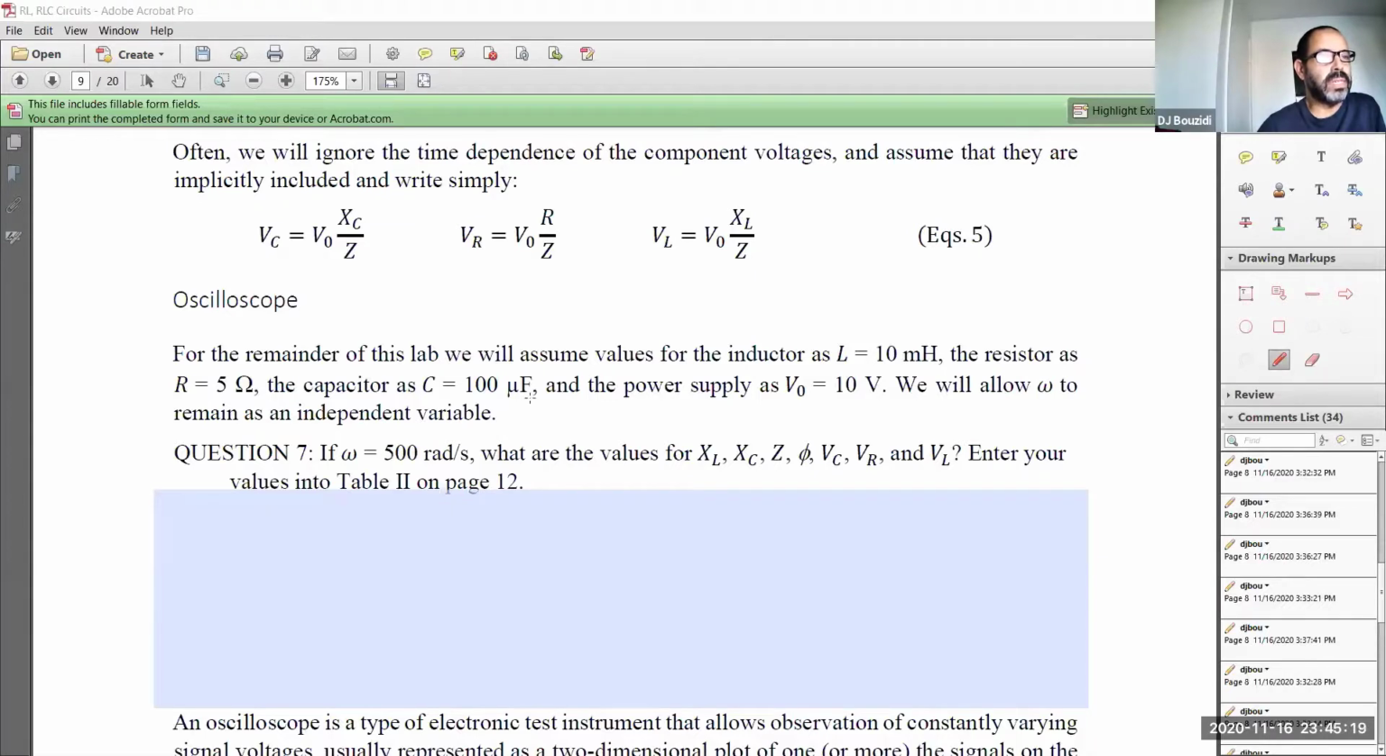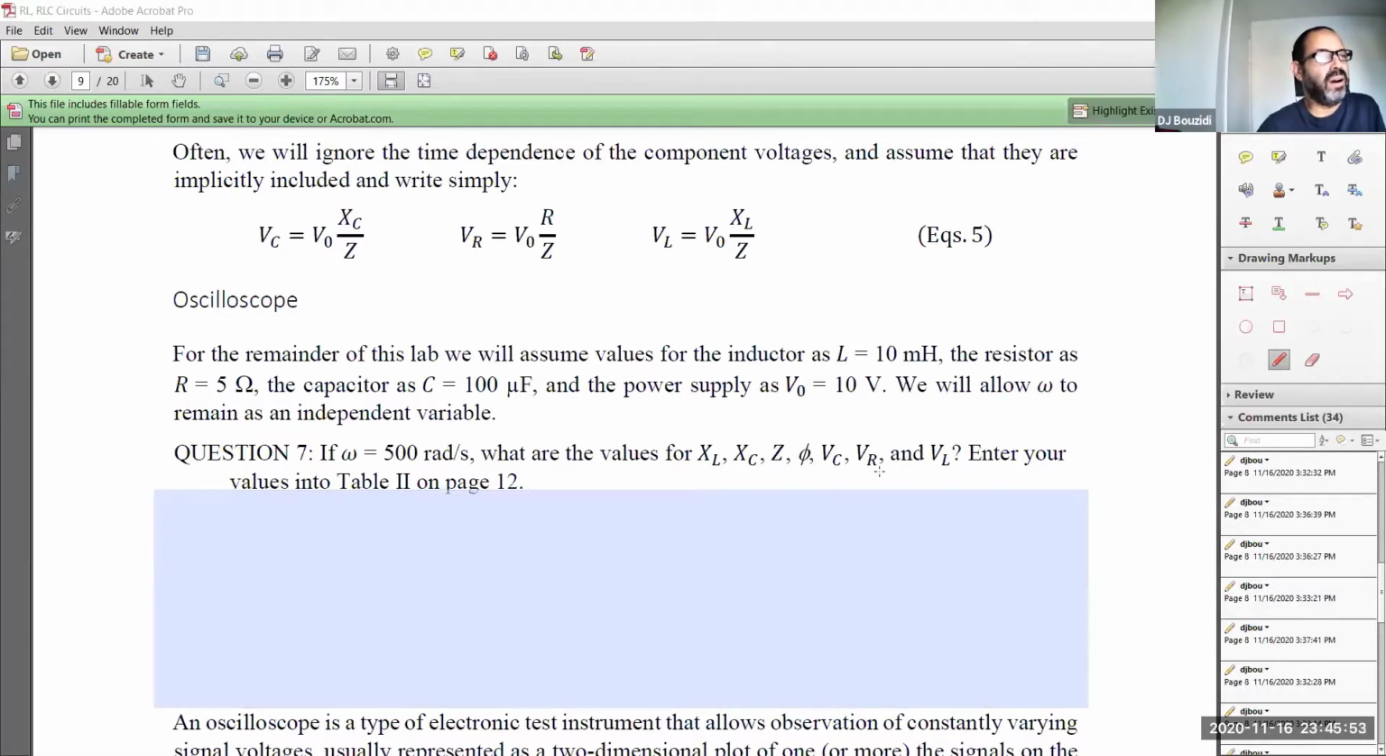Now, if omega is 500, use the previous expressions for XL. Remember, XL is omega times L. Omega is 500 radians per second, and L is 10. So you multiply the two, and you find how many ohms that is. And you do the same thing for XC, which is 1 over 500 times this capacitance, and you tell me how many ohms that is. You find Z, which is the square root of 5 squared plus the difference between XL minus XC squared. Again, you have everything in here. You have phi, which is the arctangent of this XL minus XC divided by 5.